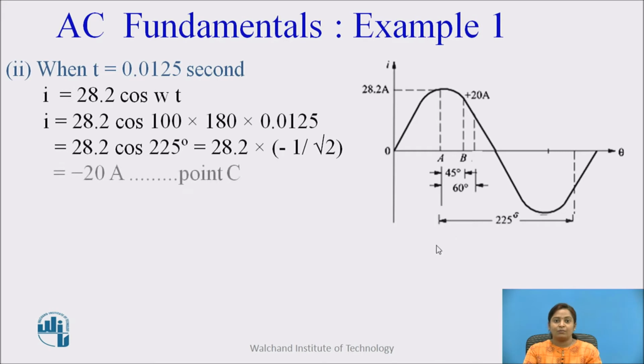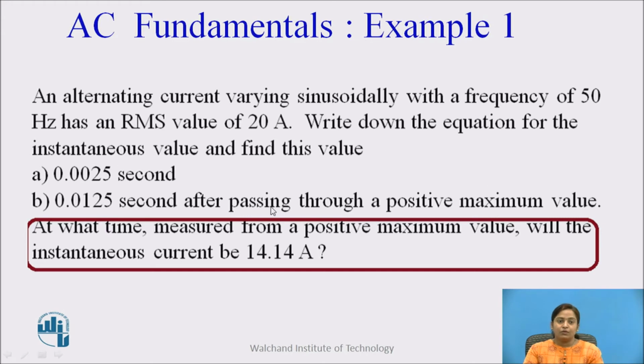So we will get the value of I after this 225 degree angle, which means the angle may be here, and say this point is C. So at point C, we get this minus 20 ampere current value. Okay. Now look at the second question. At what time, measured from the positive maximum value, will the instantaneous current be 14.14 ampere?